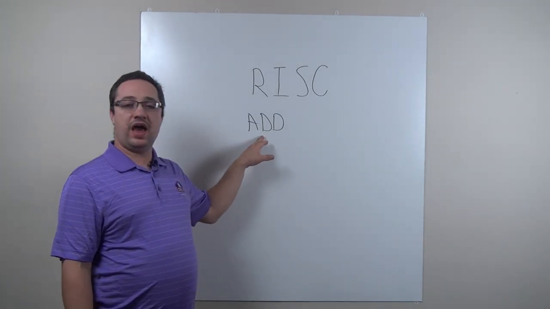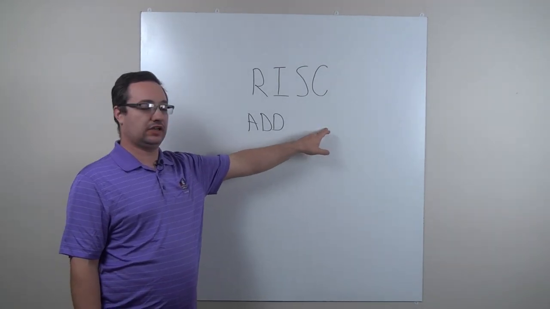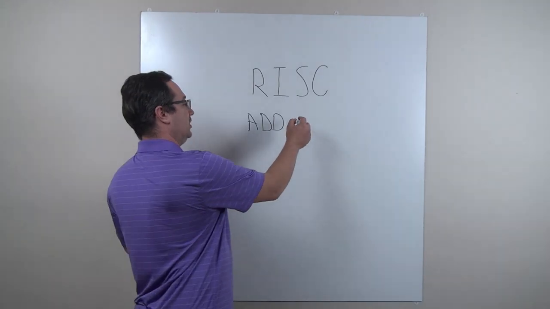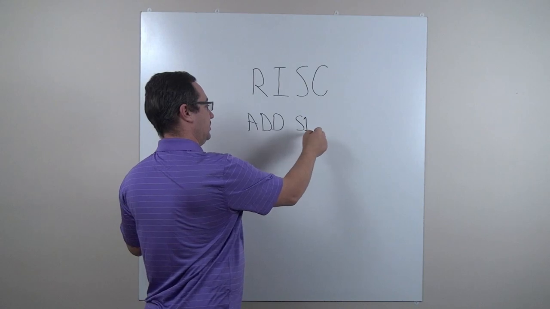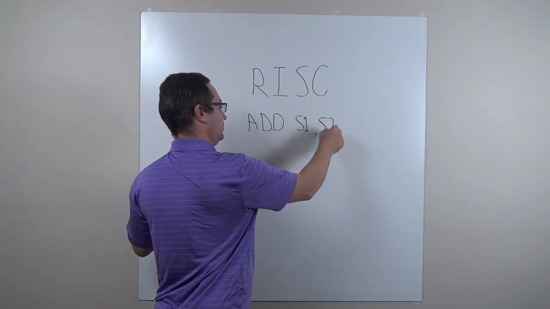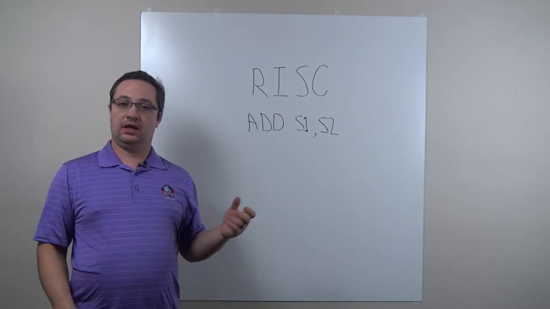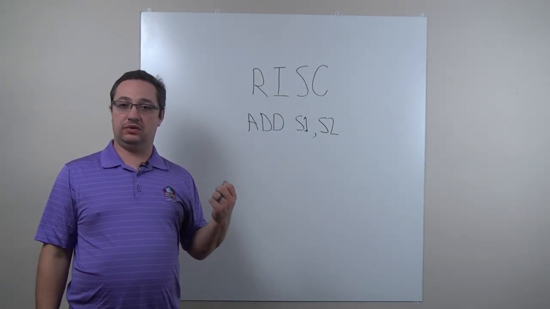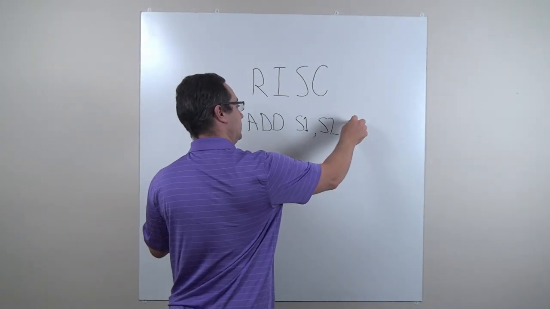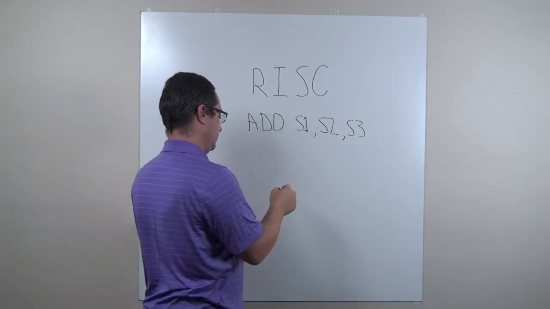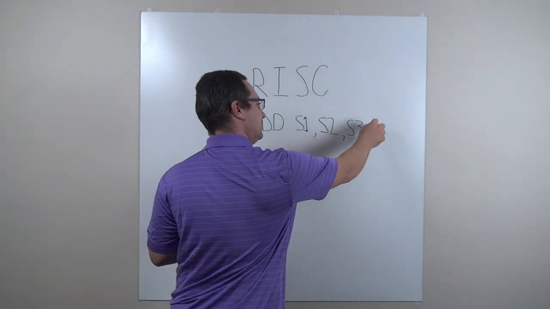But anyway, when you add things, you always have to add two things together. So the first and second thing are the things that you're adding together. Let's say S1, comma, S2 are the things you want to add together. And then after you're done adding them, you have to store the results somewhere, and then that becomes, let's say, comma, S3. And there might be a semicolon, there might not be.